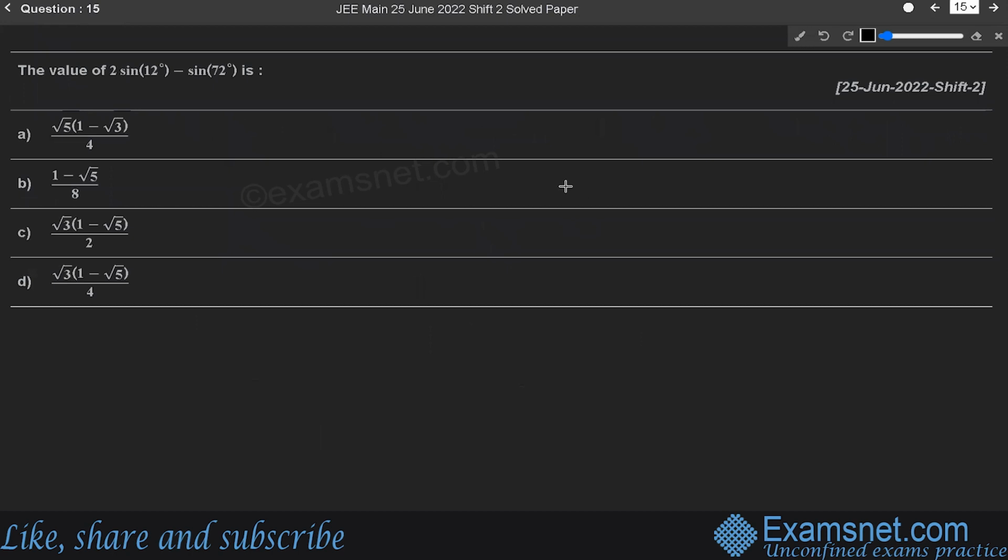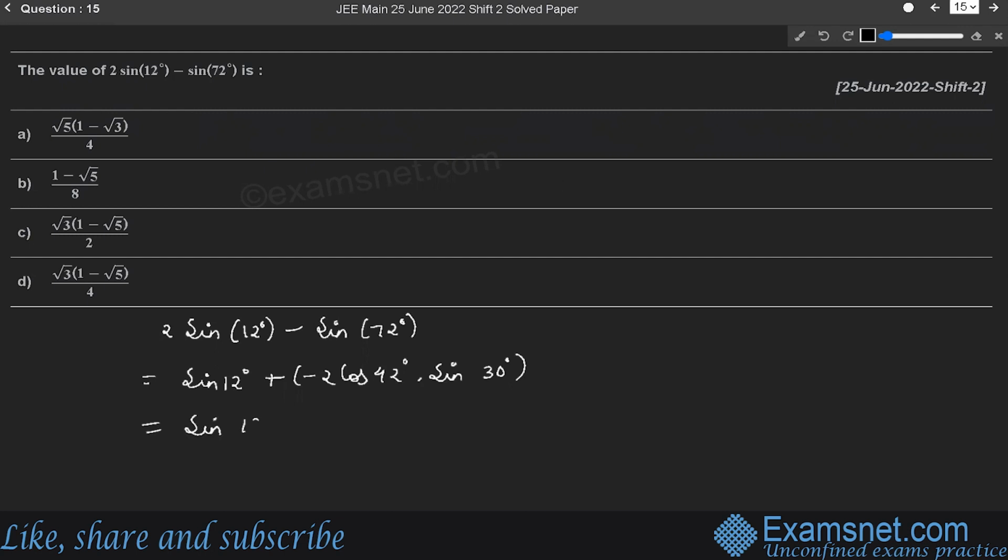Moving on to next question. The value of 2 sine 12 degree minus sine 72 degree is. So this can be written as sine 12 degree plus minus 2 cos 42 degree into sine 30 degree. So it will be equal to sine 12 degree minus cos 42 degree, sine 12 degree minus sine 48 degree.